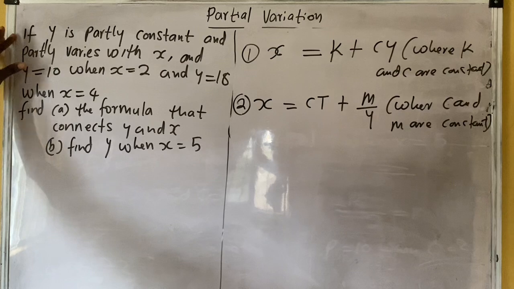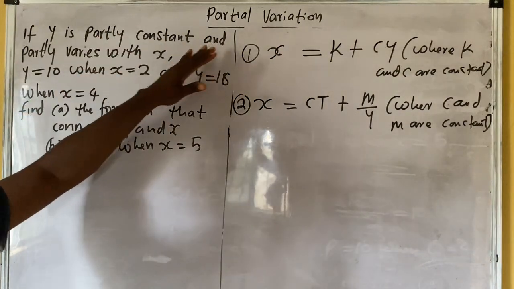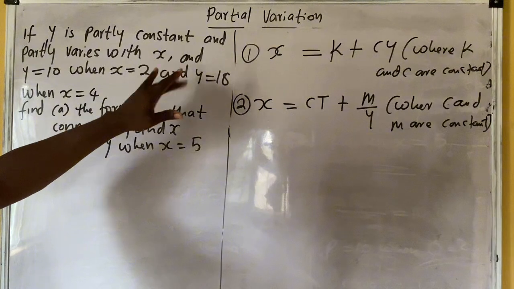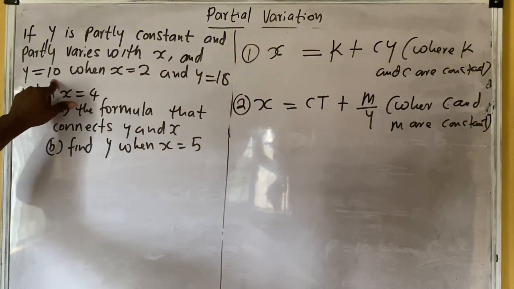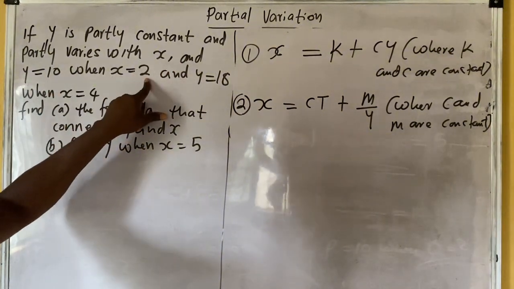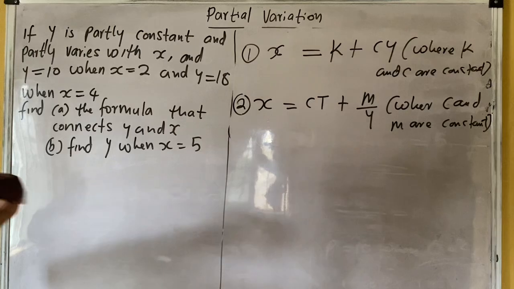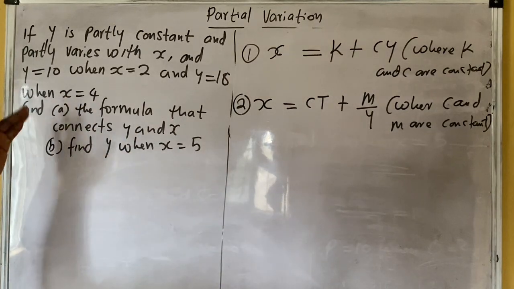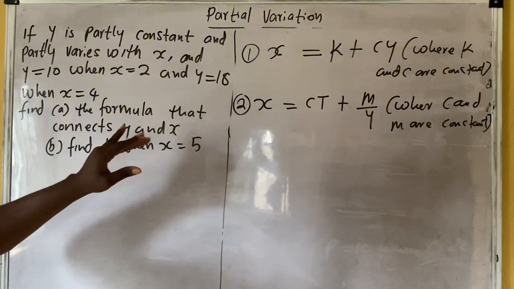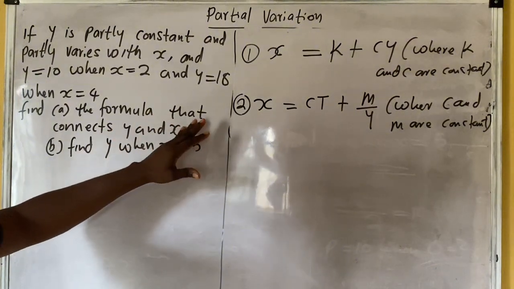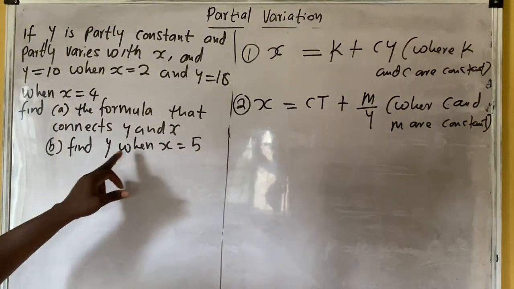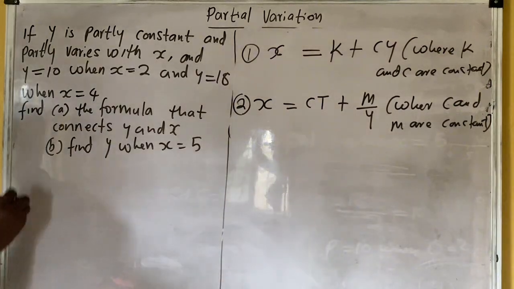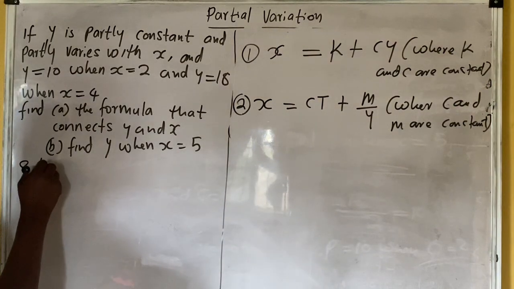Now the question says if y is partly constant and partly varies with x, and y is equals to 10 when x is equals to 2, and y is equals to 18 when x is equals to 4. The question says find A, the formula that connects y and x. B, find y when x is equals to 5. Now, let's look at the question. So we have the solution.